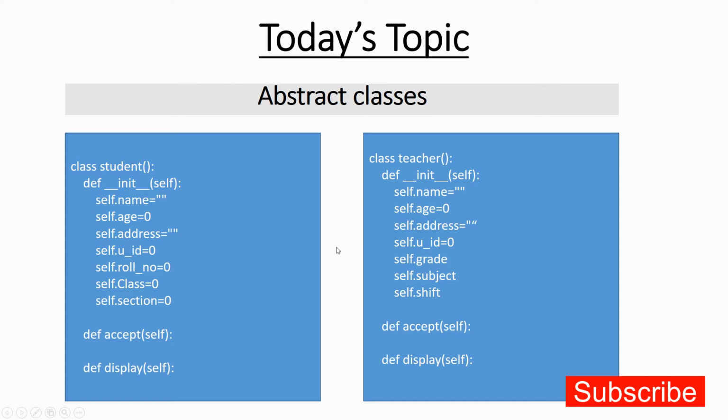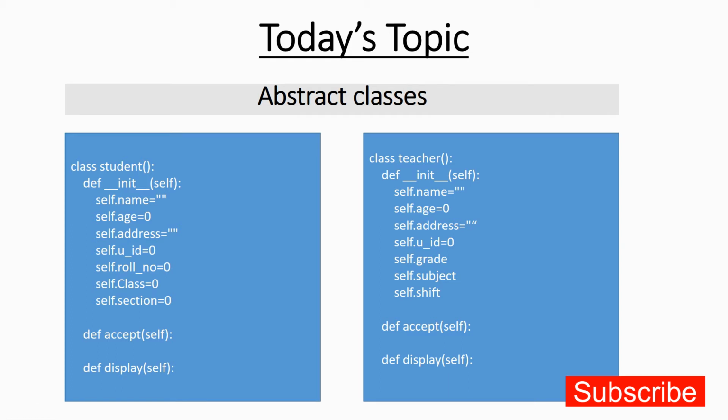Now if you look closely at these two classes, there is something very similar. The attributes are very similar. The student class has the attributes name, age, address, and the unique ID. Similarly, the teacher has the attributes name, age, address, and the unique ID. So these are the similar attributes. What we can do is take another class, make that a base class, and put these similar attributes in that class. That's a much better approach.